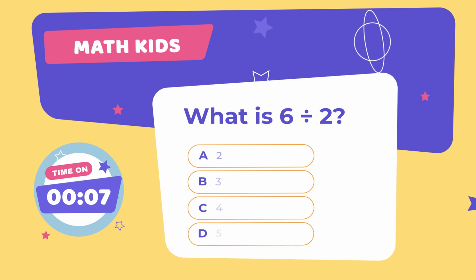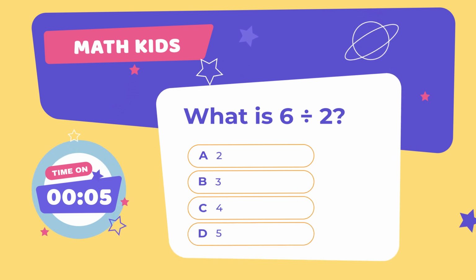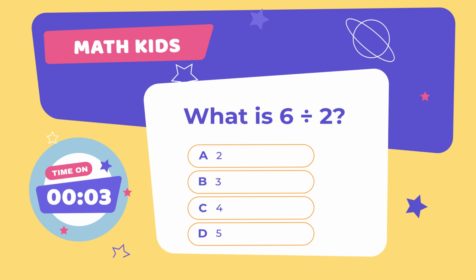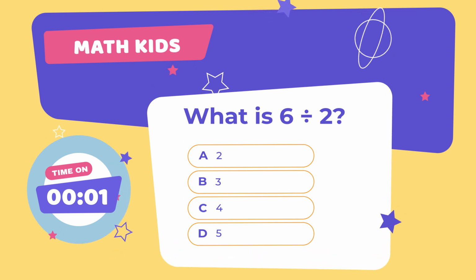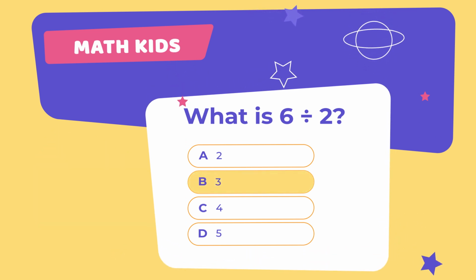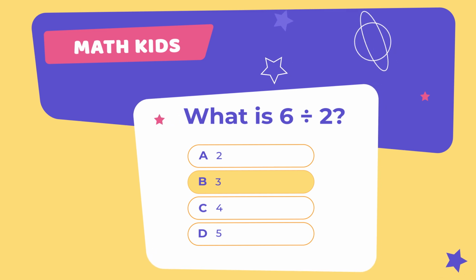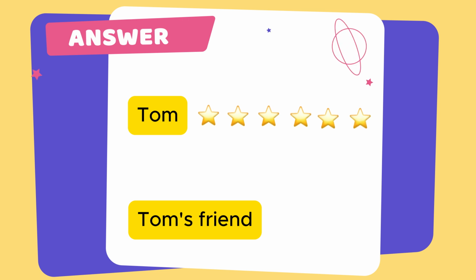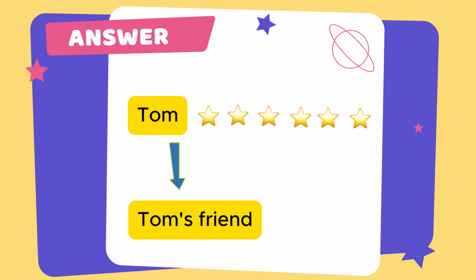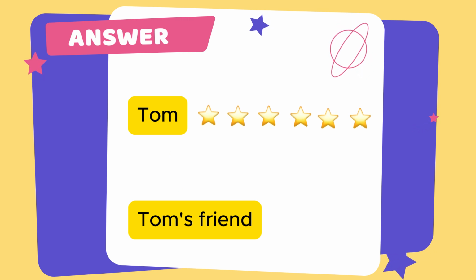What is 6 divided by 2? You're right. Your answer is correct. Tom has 6 stars, and he wants to share them equally between himself and his friend. How many stars will each of them get?